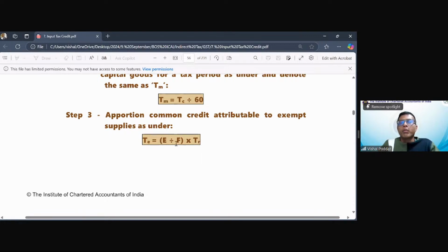Now apply the same formula which we applied in 42. That is, numerator take the sales value of product Y, which is exempt. Denominator take the total sales value of X and Y and do proportionate. This will give you TE. TE is the portion of the common ITC which relates to exempt product. In other words, this is that amount which will not be eligible, because this much is proportionately applicable to the exempt product.